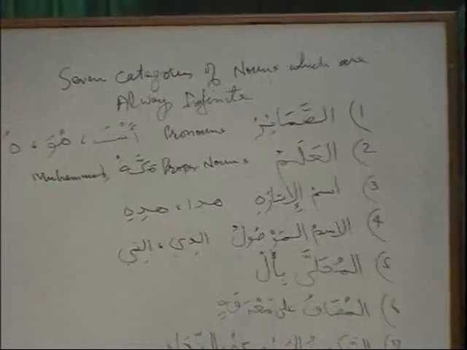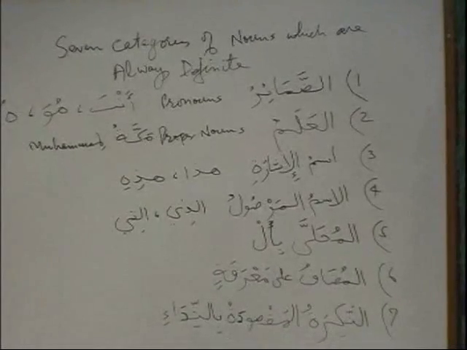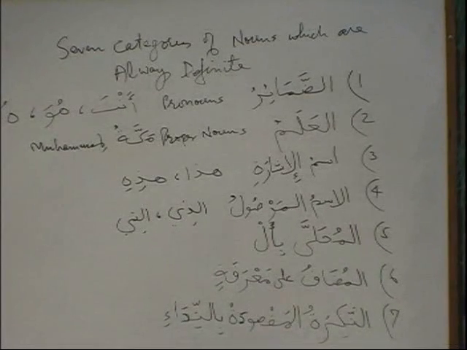And then alamu. What is alamu? Proper nouns. In English we say proper nouns. They are always definite. All the names of people, places, they are all definite. All demonstrative pronouns. Hada, hazihi, dhalika, tilka, haulai, ulaika. These are all definite. Okay. And then al-ismul mawsula. Allazi, allati, alladhina, allati. These are all definite.